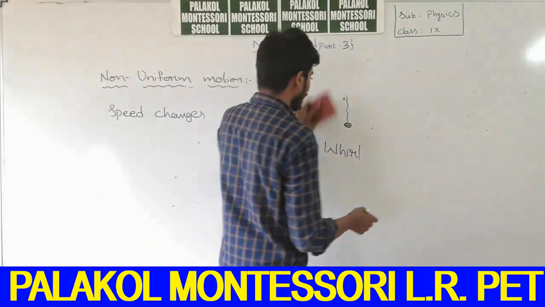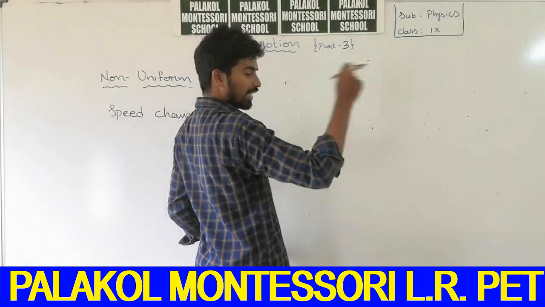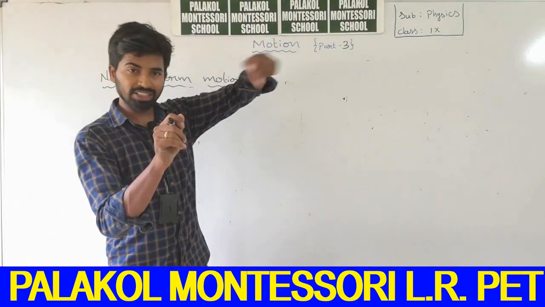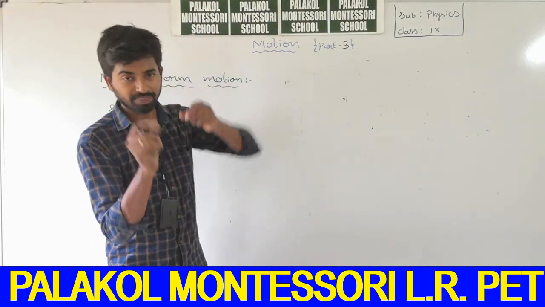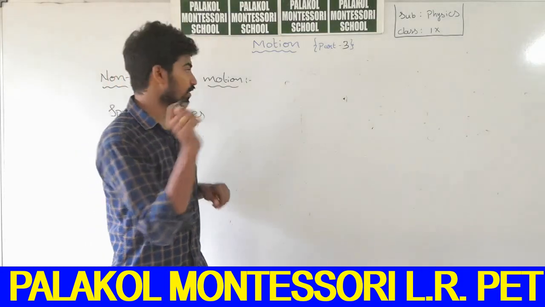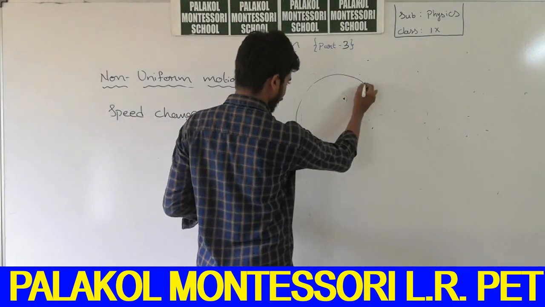It will take a path like this. If I do it like this, what will happen? The stone will take circular rounds. Tie a stone to the thread and whirl it, and it takes a circular path.